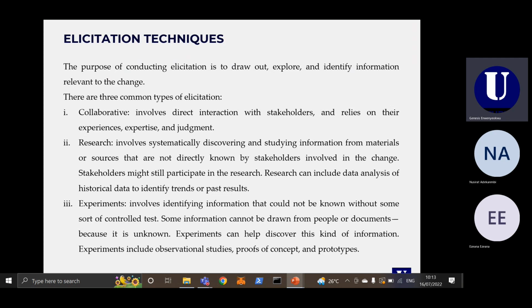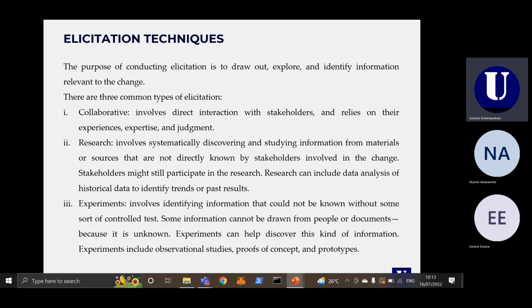And there are three different types of elicitation. Now, don't get it confused: types of elicitation are different from techniques of elicitation, right? All of the techniques of elicitation can fall into one or two different types of elicitation. But we have basically three types of elicitation. Number one is collaborative.